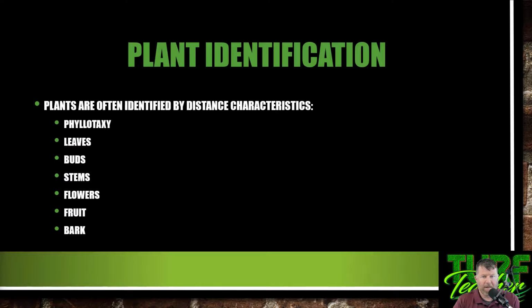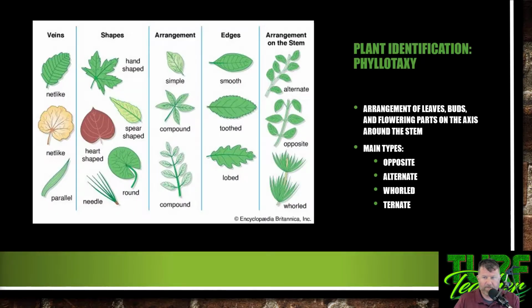Plants are often identified by distinct characteristics: their phyllotaxy, their leaves, their buds, their stems, their flowers, their fruit, and their bark. The phyllotaxy is the arrangement of the leaves, the buds, and flowering parts on the axis of the stems. Main types are whether they're opposite, alternate, or whorled. Here we have some different leaves.